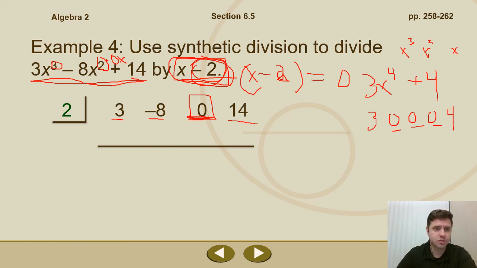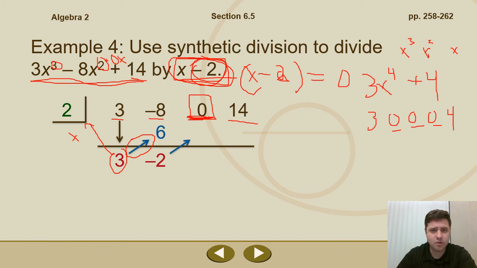And here's our 2. So the first thing we do is bring down that original 3. We just bring it straight down, right underneath the line here. Then we take that 3 and multiply it. Here, when we're showing this arrow, we multiply this 3 times the 2, and we get 6. And then we just add straight down. So negative 8 plus 6 is negative 2.